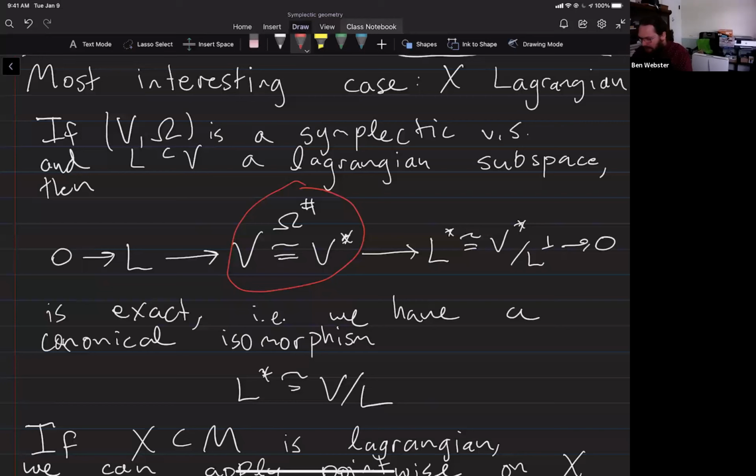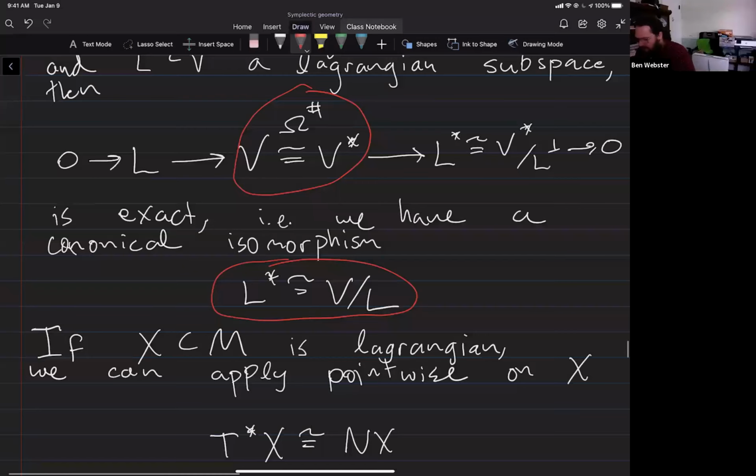So we end up with a canonical isomorphism from L dual to V mod L, which you can think of as: take an element of V, pair it with stuff in L. It's not going to care which coset, adding an element of L won't change anything that happens with those pairings. So you get an isomorphism between V mod L and L dual. And it's worth remembering this is canonical, given that we fixed the symplectic form.